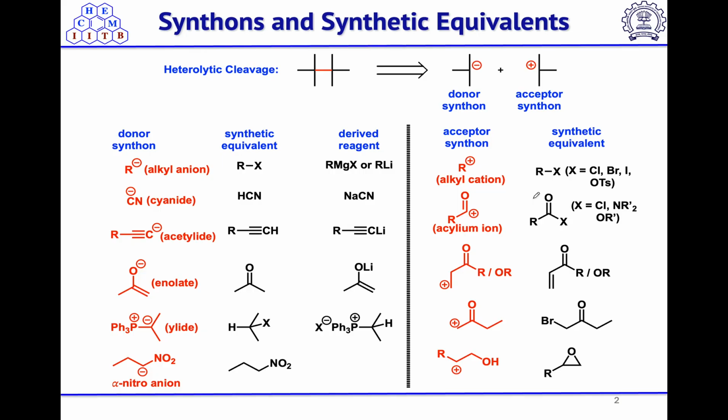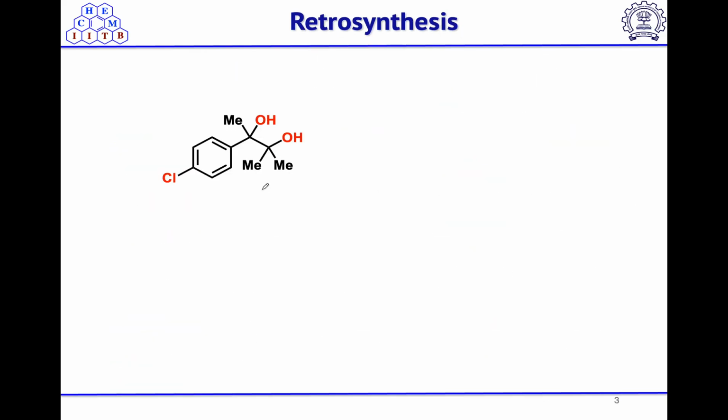Now I'll go to examples. In this example you can see an aromatic ring and two hydroxy groups, both tertiary alcohols. How can we plan the retrosynthetic analysis for this molecule? Can you please write in your notebook, or comment, which C-C bond or C-O bond we can disconnect? Just write in your notebook, then I will show you.